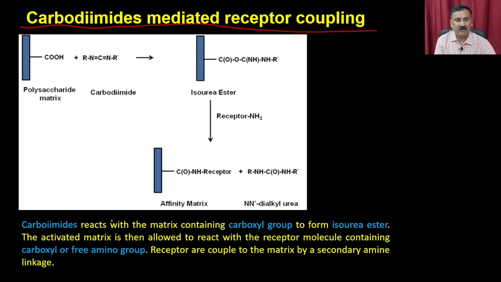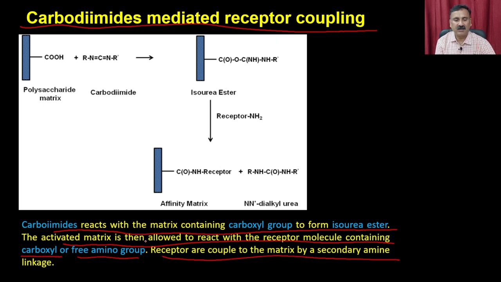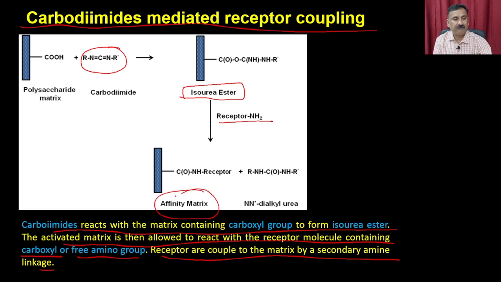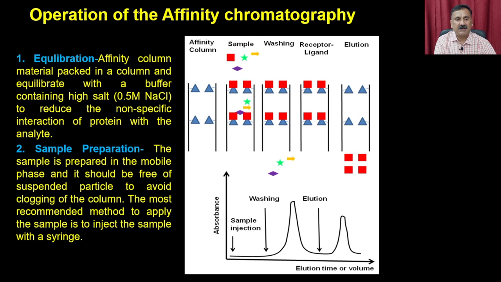So in the carbodiimide receptor coupling, carbodiimide reacts with the receptor containing a carboxyl group to form the isourea ester and the activated matrix, and then allows it to react with the receptor molecule containing the carboxyl or the free amino groups. The receptors are coupled to the matrix by a secondary amine linkage. So this is what has happened, right? Carbodiimide, when it reacts with the carboxyl group, is going to form the isourea esters, and when it reacts with the receptor, it is actually going to form the affinity matrix. Once you have the affinity matrix, you can do the affinity chromatography.